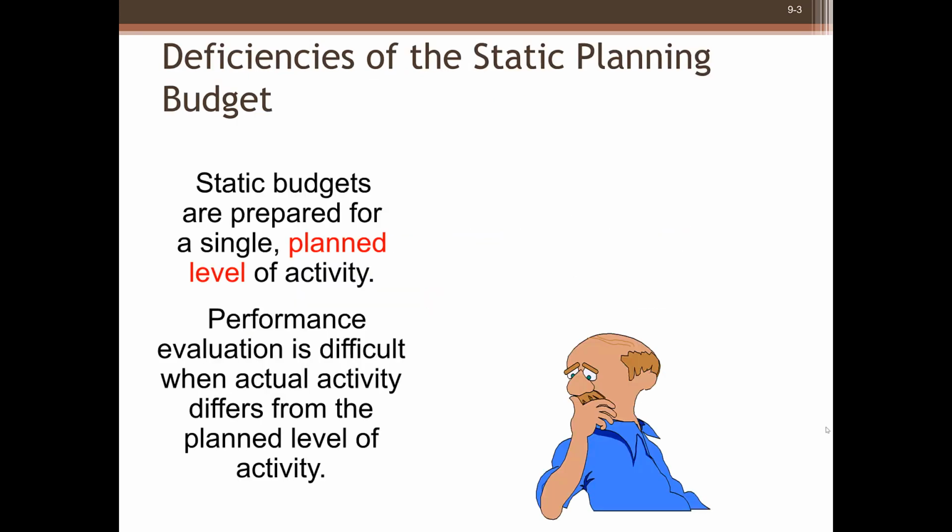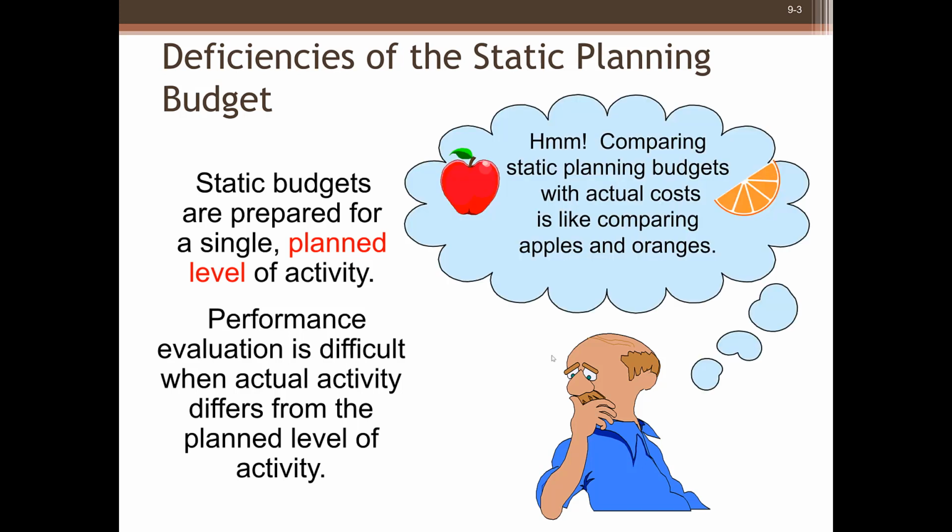Let's first take a look at the static planning budget, and we will talk about the deficiencies of this type of budget. Static budget is a planning budget. It's prepared before the period begins, and it's valid for the planned level of activity. If the actual level of activity is different from what was planned, it will be misleading to evaluate performance by comparing actual costs with the static, unchanged planning budget. So comparing static planning budgets with actual costs is like comparing apples and oranges.